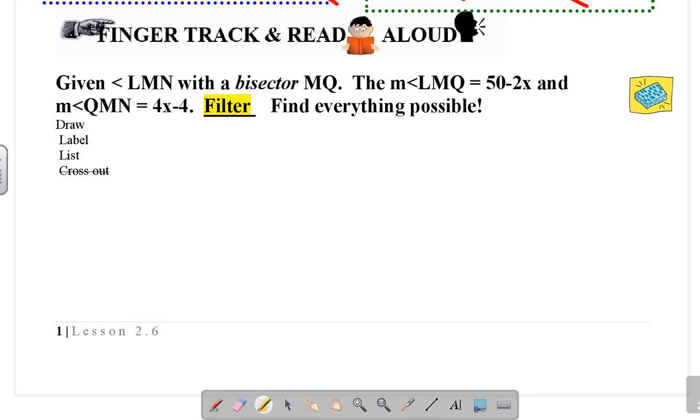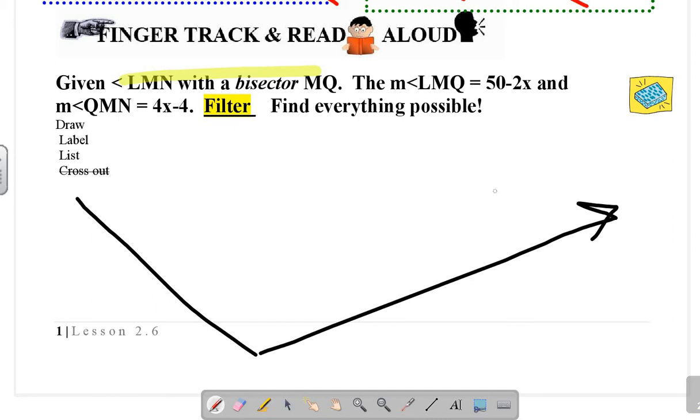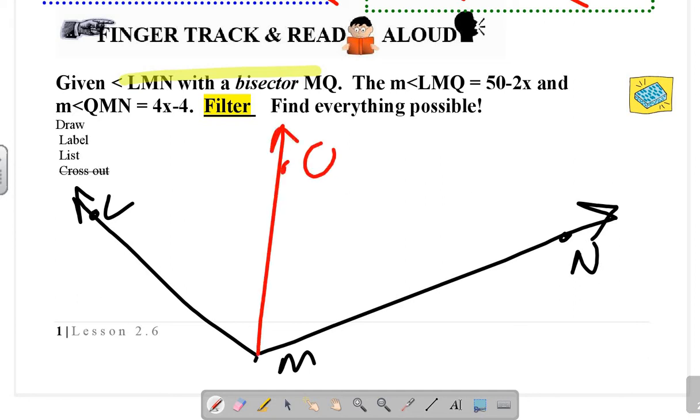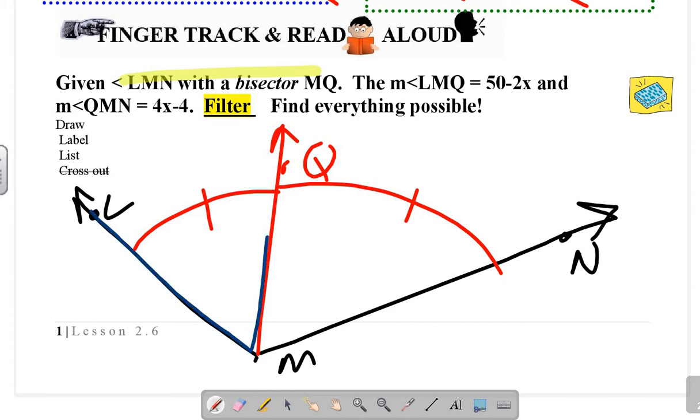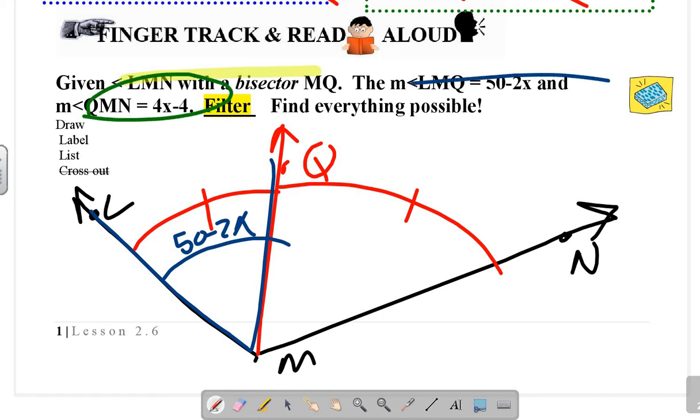First off, only about half of you read with your fingers on the paper. Let's get in the habit of reading. We are given LMN, and you have a bisector, Q, sweep. Okay, how many of you at least drew that correct? Thumbs up. You got that so far? Bisector. Got it. Now I'm going to color code it. LMQ, trace, and sweep is 50 minus 2x. Got that one taken care of. And then this one is taken care of. QMN is 4x minus 4.